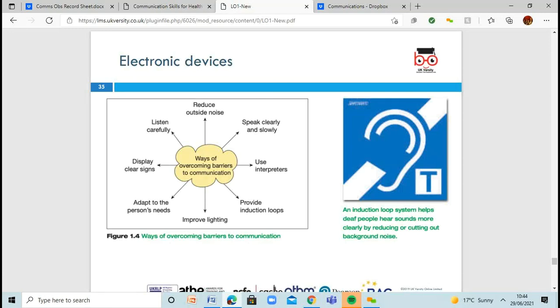Then again, electronic devices that we can use, have an induction loop, have a communication device, iPads, laptops. There's so many things that are available that you can actually communicate from. So in total, to overcome barriers for communication, try and reduce any outside noise, speak clearly and slowly, use interpreters, provide an induction loop, get improved lighting, adapt to the person's needs. So speak slowly, speak fastly, talk in the way that they understand. Display clear signs, and the most important is listen carefully to what they're actually trying to say to you.